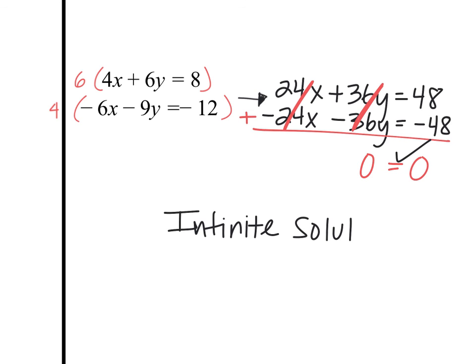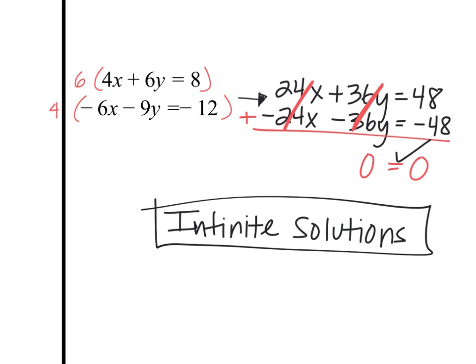As you can see, these are literally the exact same equation, or at least they would be if you multiply by negative 1. So since they're the exact same equation and you end up with 0 equals 0, which is true, you say infinite solutions.